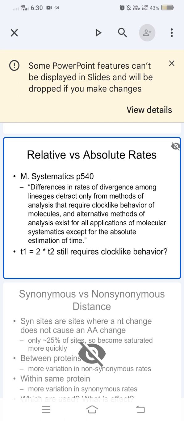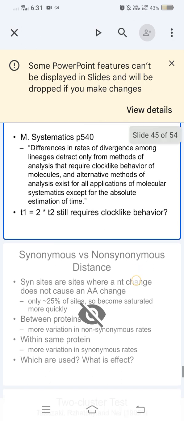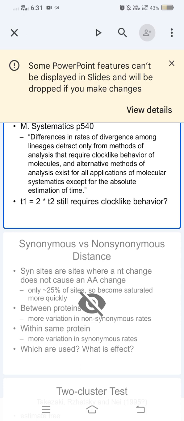Relative versus absolute rates. Molecular systematics, P540. Differences in rates of divergence among lineages distract only from methods of analysis that require clock-like behavior of molecules, and alternative methods of analysis exist for all applications of molecular systematics except for the absolute estimation of time.